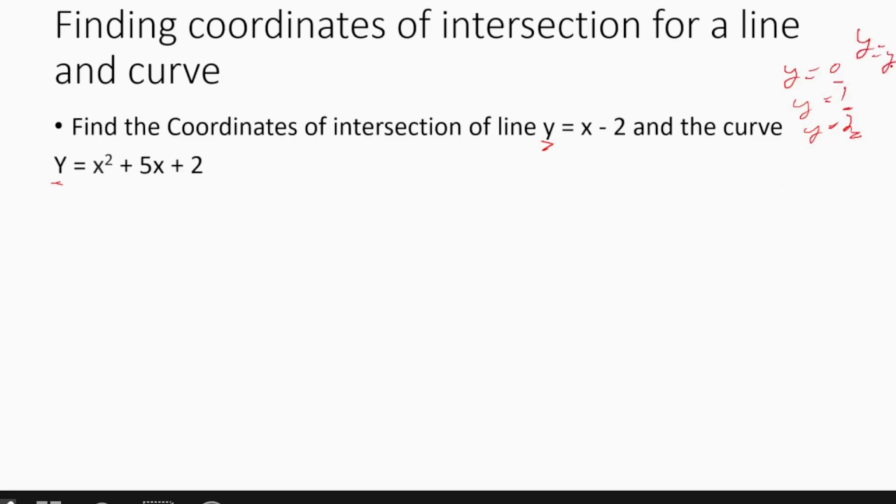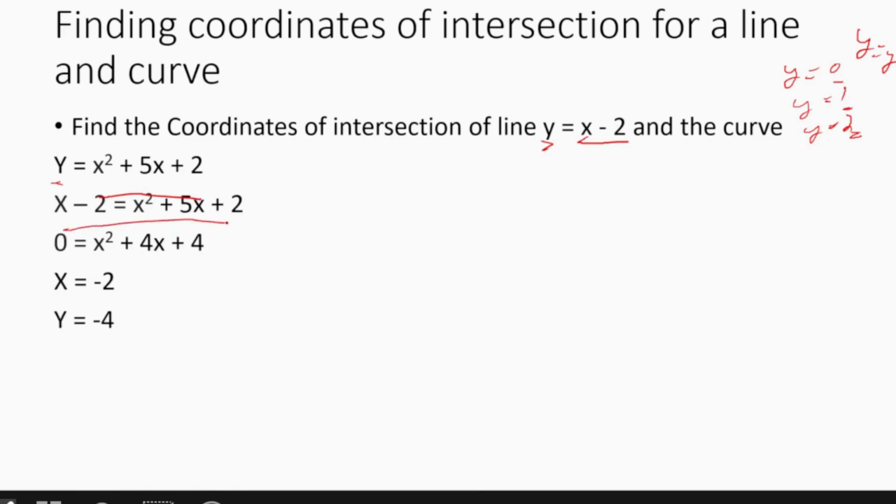So what I'm going to do is put both of the equations, x minus 2 and x squared plus 5x plus 2, equal to one another like this. x minus 2 equals x squared plus 5x plus 2, and then I moved both of these to one side. As you can see over here, 0 is equal to x squared plus 4x plus 4, and then I used my calculator to get the answer of x.